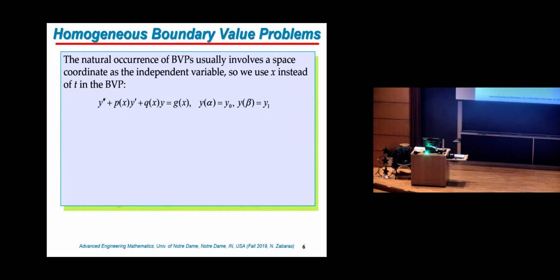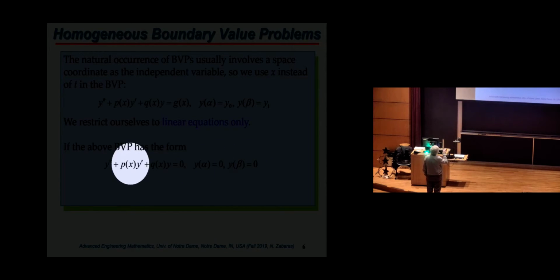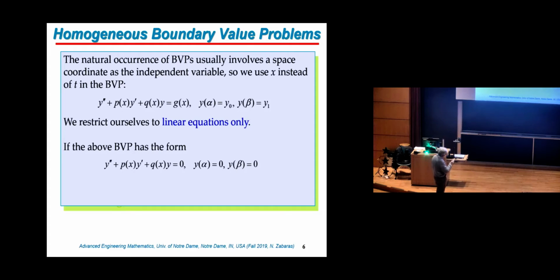All right, so you remember the definition of homogeneous and non-homogeneous differential equations. We have exactly the same thing for boundary value problems. So here is the definition: if this is the general non-homogeneous problem, you notice there is a right-hand side forcing term, and the boundary conditions are non-zero. So the homogeneous problem is solving this: 0 right-hand side, 0 y at the left, 0 y on the right. So that's the homogeneous problem.